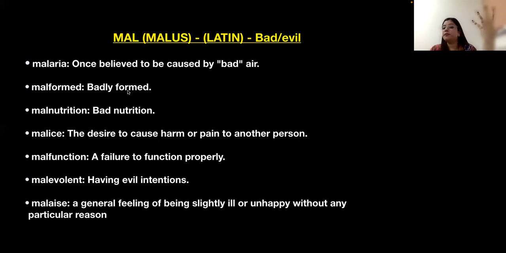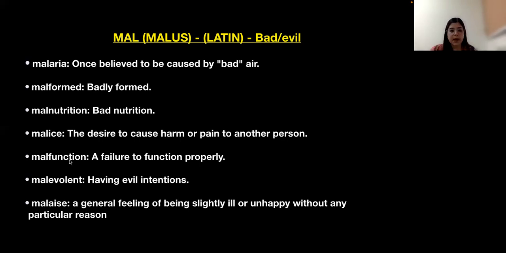So it was believed that जहाँ पे भी ऐसी गंदी हवा होगी वहाँ पे जो लोग रहेंगे उनको मलेरिया हो जाएगा. They were not aware of the fact कि वो गंदी air से नहीं हो रहा है, वहाँ पे जो mosquitoes हैं गंदे उनसे हो रहा है. तो mal and aria, bad air. So that is how the disease got its name. Malformed, badly formed, malnutrition, malfunction, malice, malevolent.